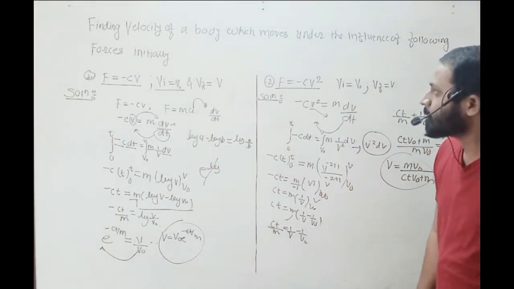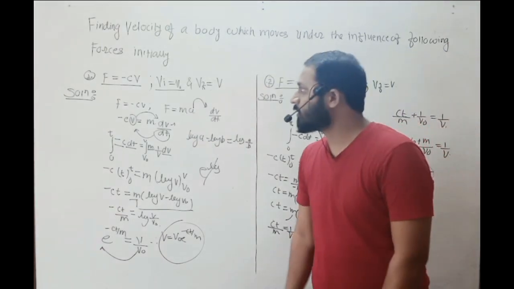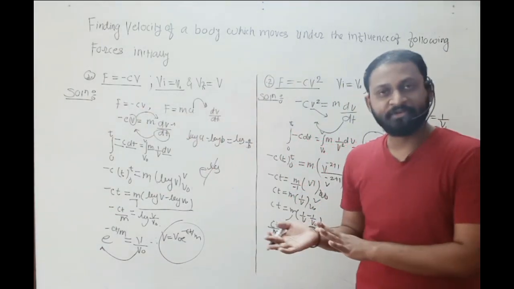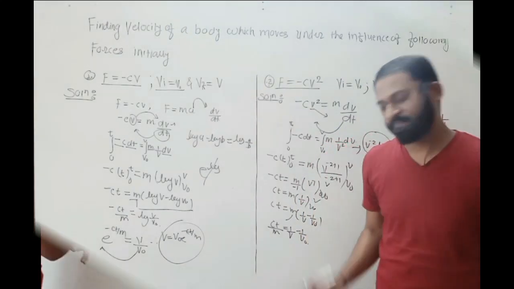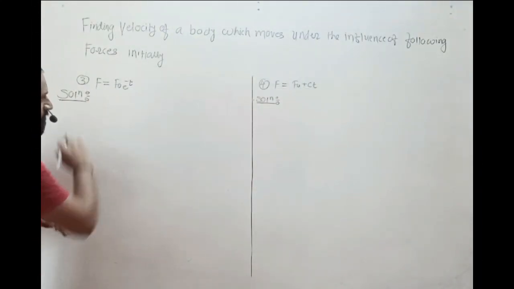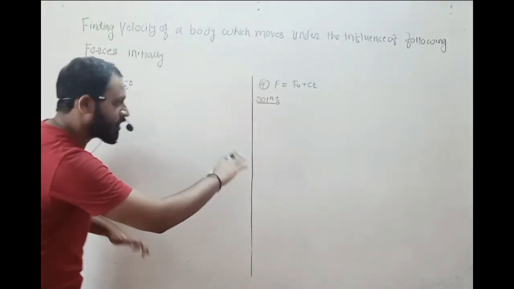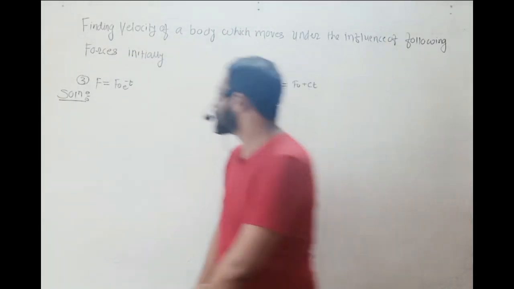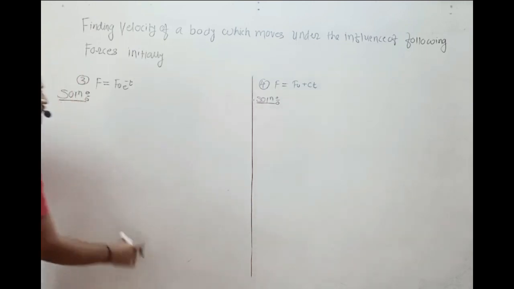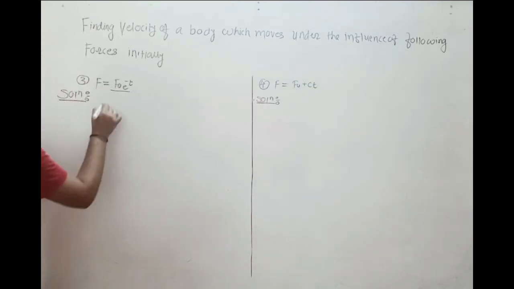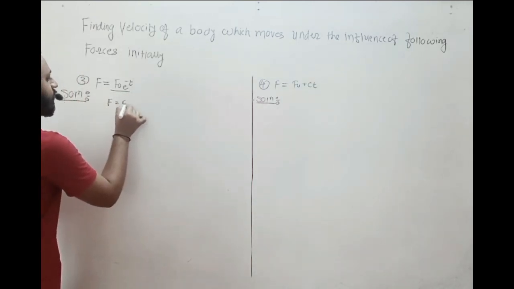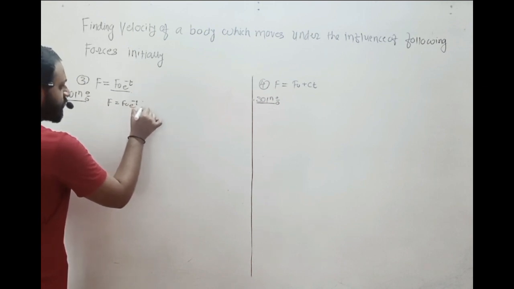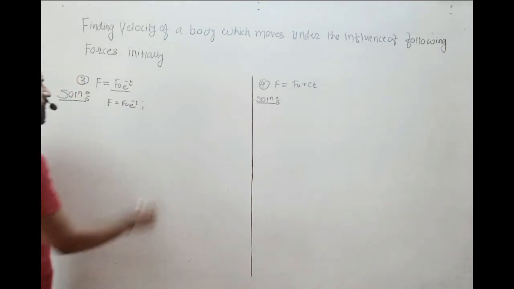Okay, now see, we will find out the velocity if force depends on charge. Okay, so see the third example and the fourth one which depends on time. So let's do this problem. F equals F0 e^(−t). This is your given force.